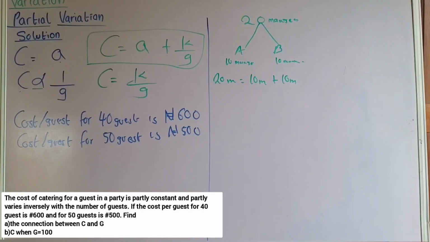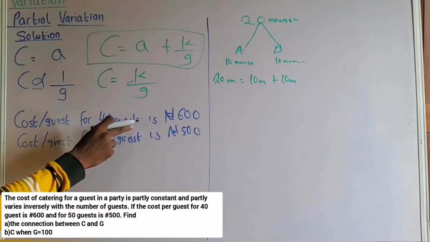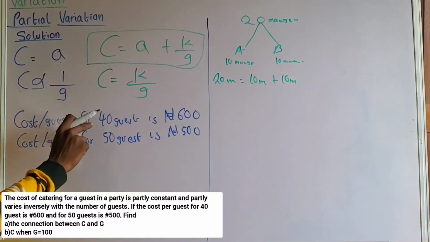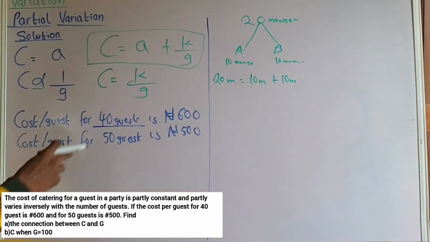Do you understand? Okay. So from what we have been given, the cost per guest for 40 guests, listen to the explanation, pay attention to the details of the question. The cost per guest for 40 guests is 600 naira. So the cost of a single guest is 600 naira. So now we are entertaining 40 guests. What is the total cost? That will be 40 times 600, right? I hope you understand what I'm doing. If you understand, call my attention, okay? If you don't understand, let me know.